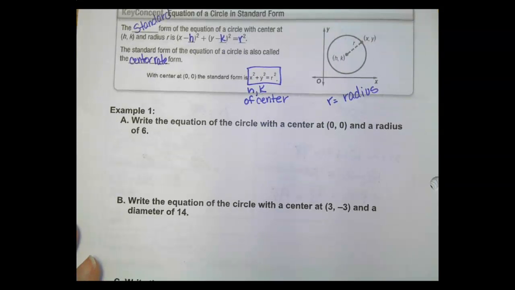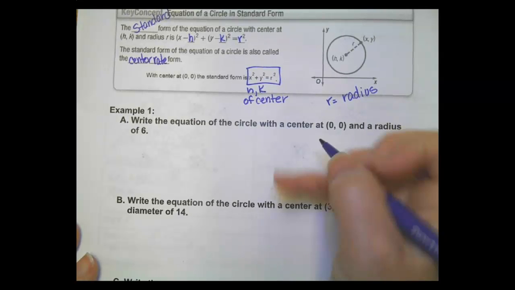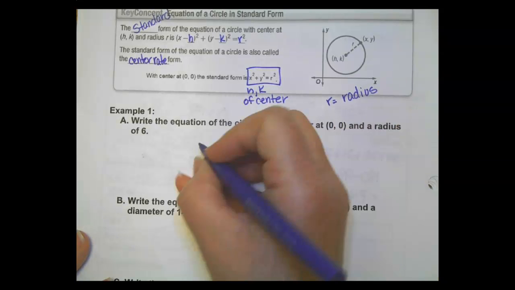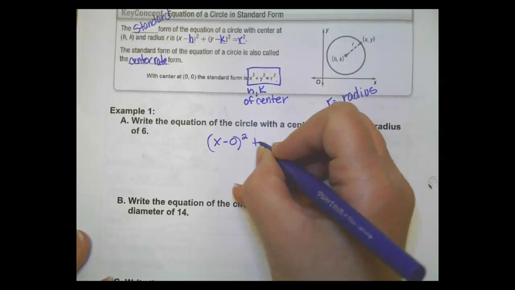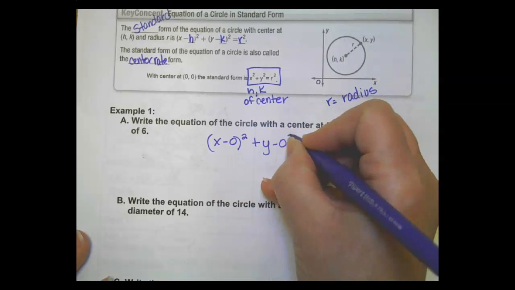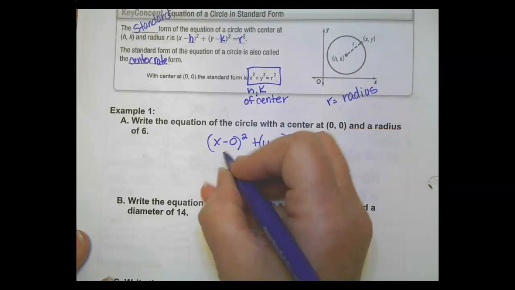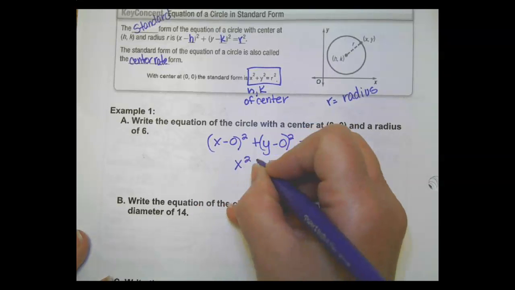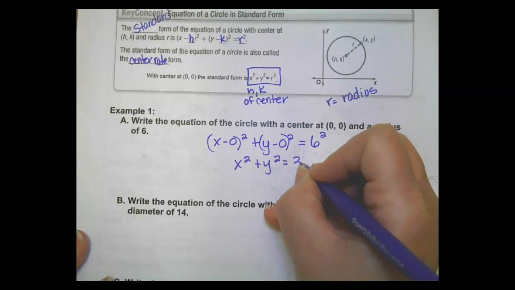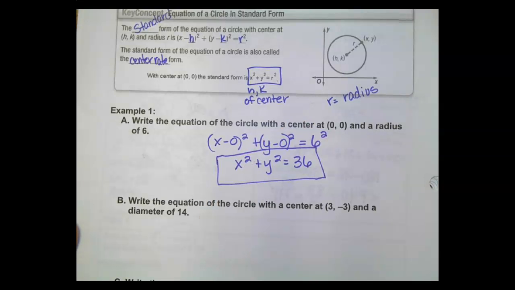Write the equation of the circle with a center here, and a radius of here. Since the center is 0, 0, it's x minus 0 squared plus y minus 0 squared equals 6 squared. Here, nothing really happens. You just end up with x squared plus y squared equals 6 squared, which is 36, and we're done. It's more of a format than actual solving something.